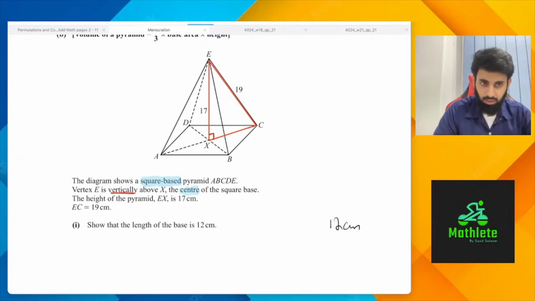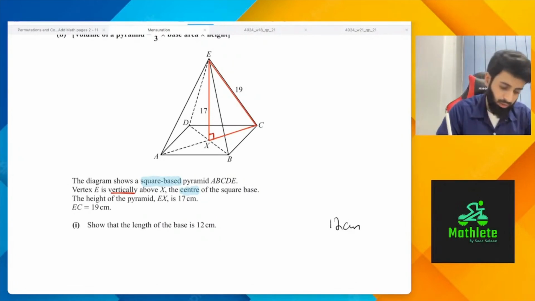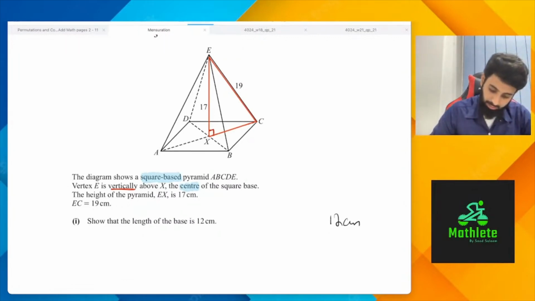Okay, we're not going to use sine, cos, tan or anything like that. We're going to use Pythagoras theorem. Okay, now how will we use Pythagoras theorem? Let's find XC first. So XC squared plus 17 squared is equal to 19 squared.